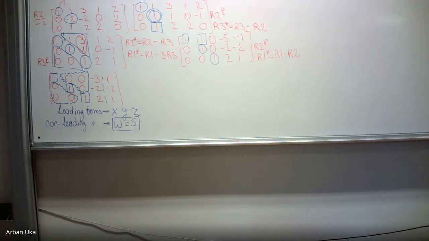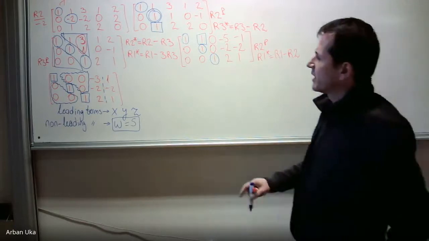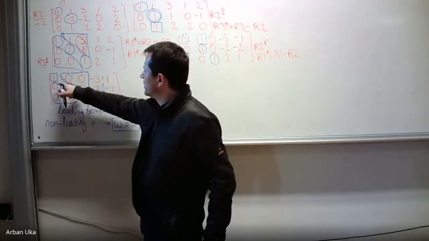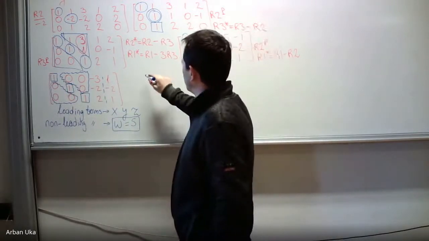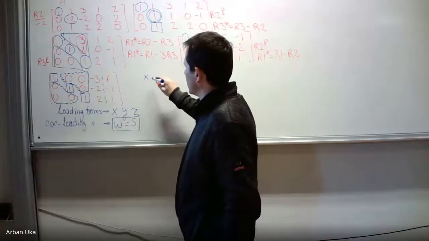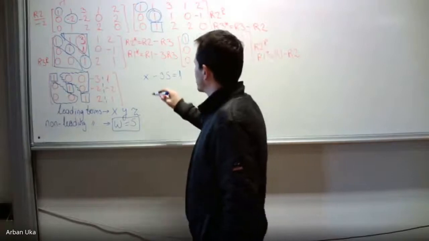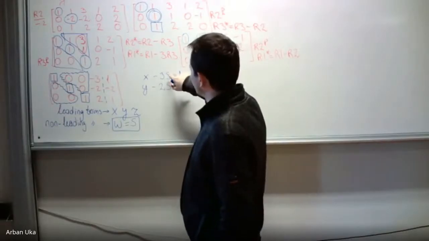At this stage, how would you read the first line here? X minus 3s is going to equal 1. What about the second equation? Y minus 2s equals minus 2. But let's not forget this S is W.